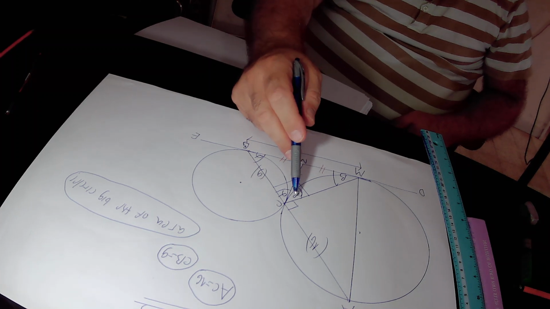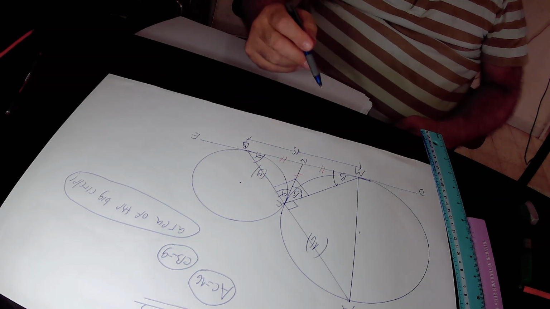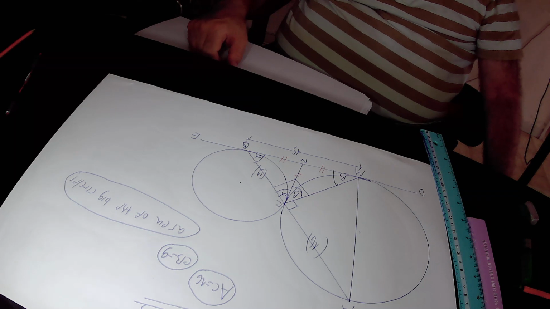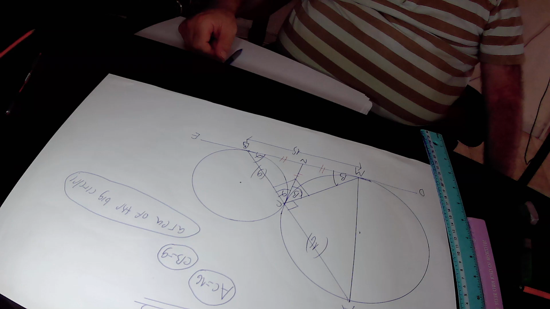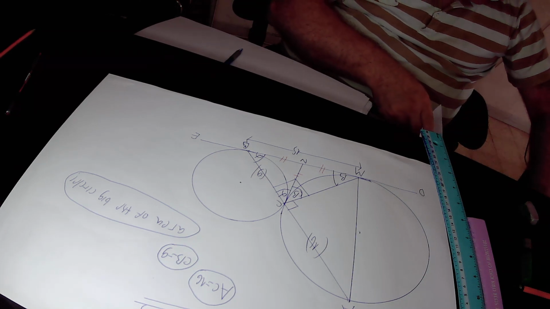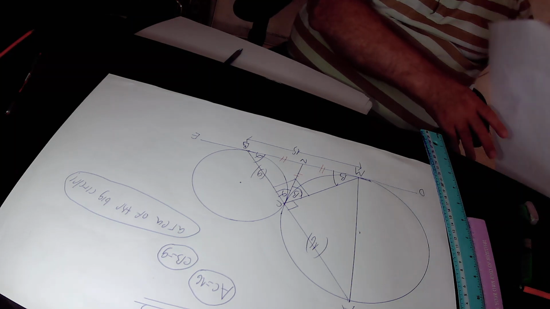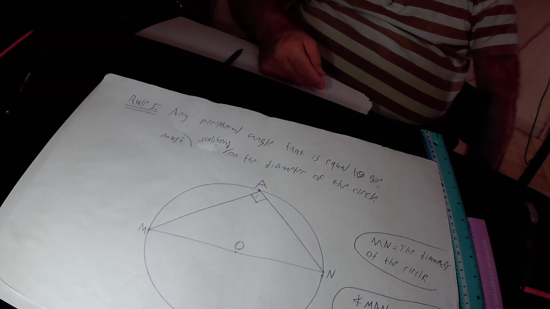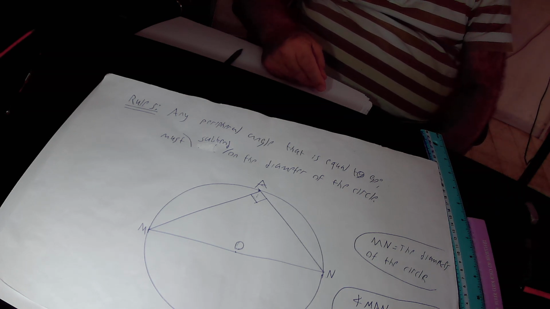That is equal to 90 degrees in its size according to rule 3. This angle is a right angle. And according to rule 5, any peripheral angle that is equal to 90 degrees in its size must subtend on the diameter of the circle. So I'll repeat quickly on rule 5.